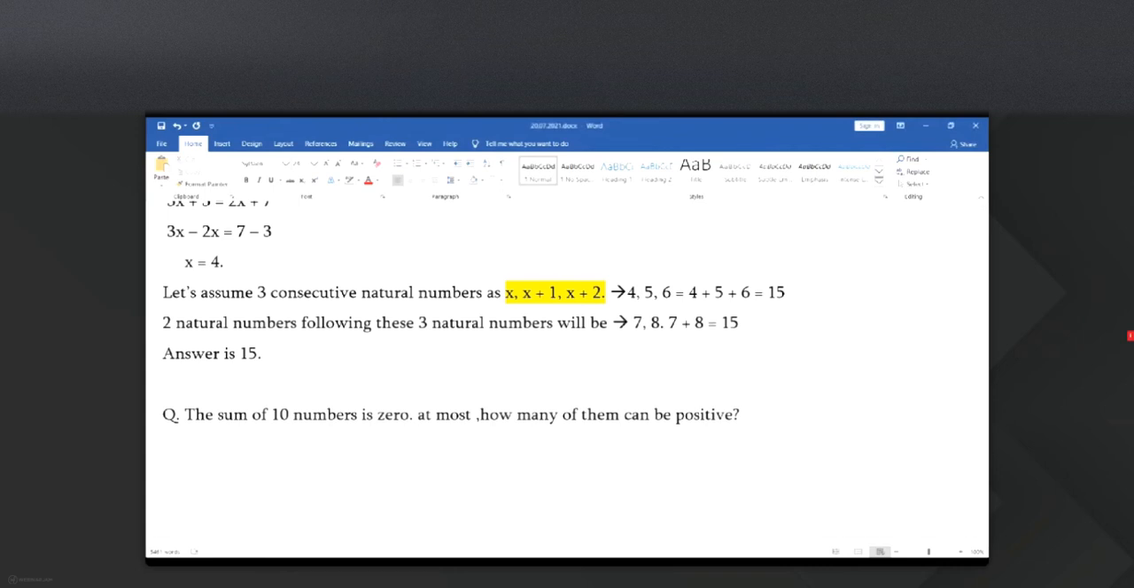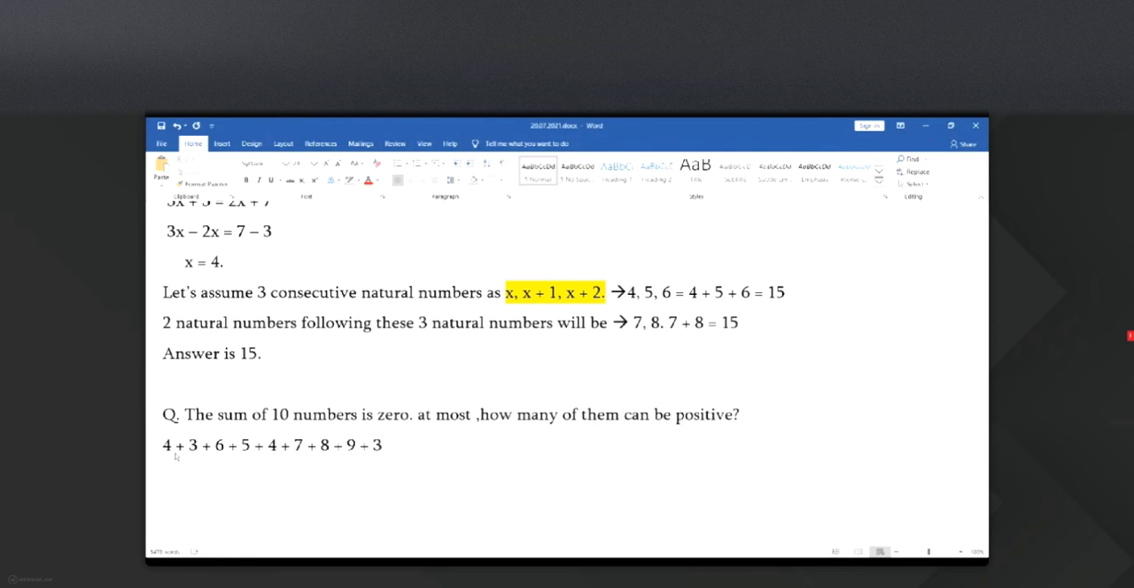See, for this one, the sum of 10 numbers is zero. At most, how many of them can be positive? See, that is why I say, let's say that the first nine numbers are like this: 4 plus 3 plus 6 plus 5 plus 4 plus 7 plus 8 plus 9 plus 3. The sum of 10 numbers is zero. At most, how many of them can be positive?